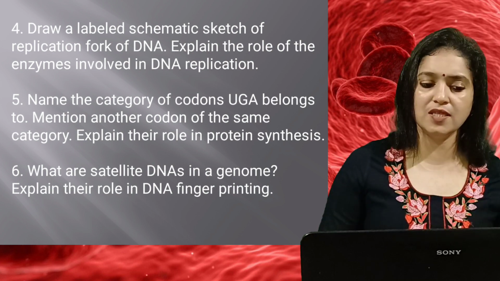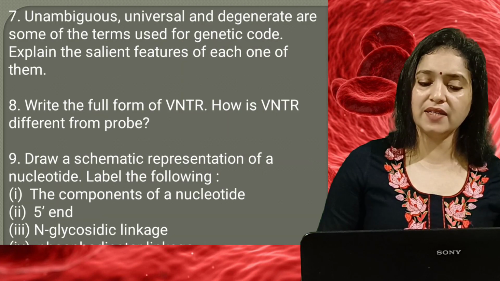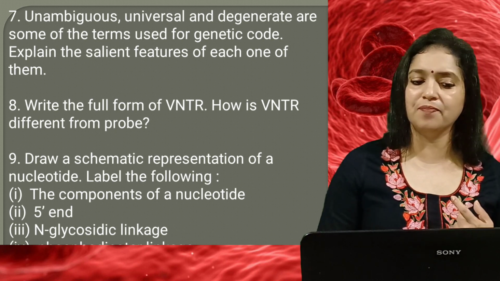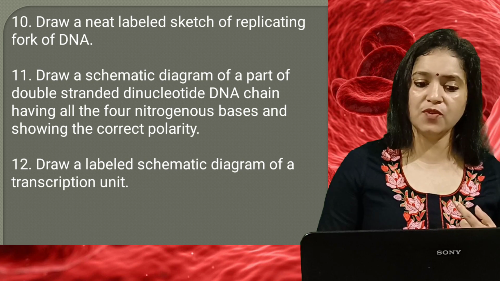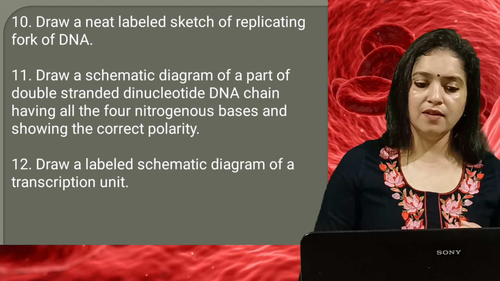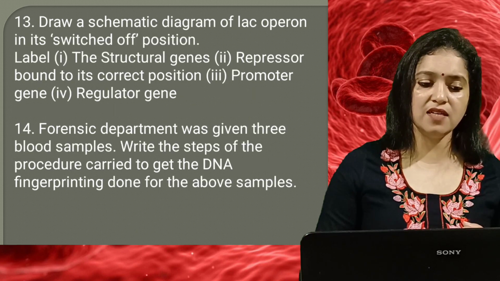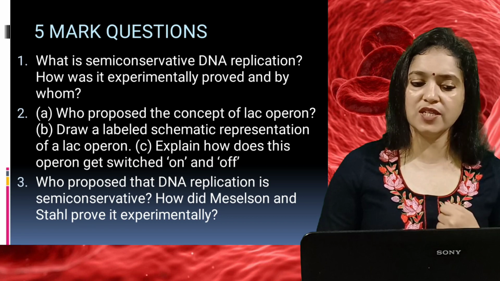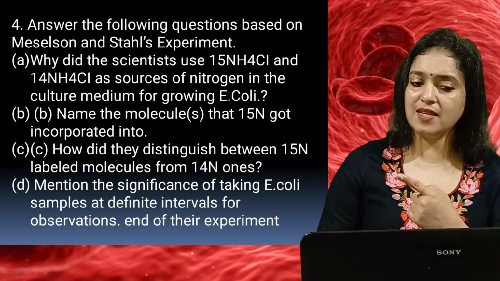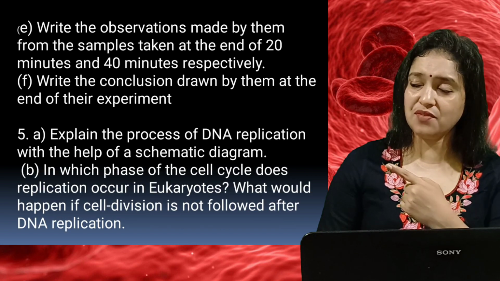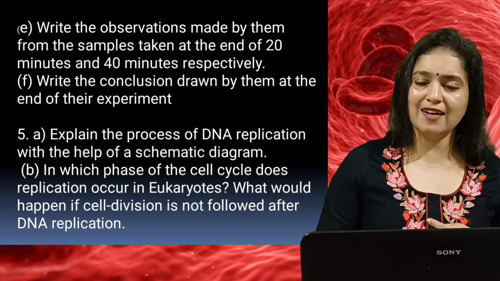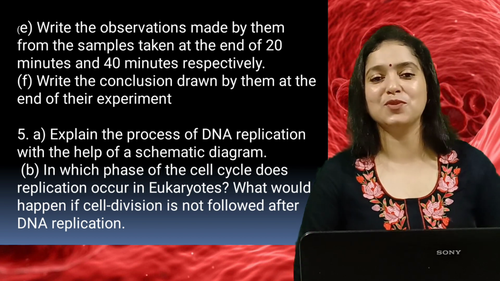You can go through the questions. These are the pattern: unambiguous, universal, degenerate, some of the terms. Explain each term. It is directly there in the NCERT textbook. Find out. And you need to label the sketch of a replicating fork. You can see here, all these are the previous year's questions. See, 5-mark questions. All these are 5-mark questions. This kind of question, I already mentioned for section D, can be asked. And all these are different questions from the previous year's question paper.